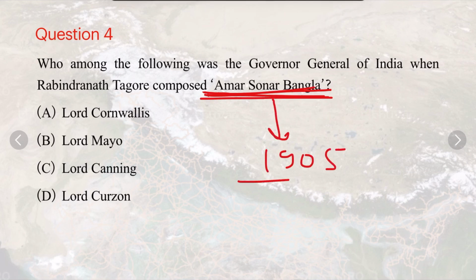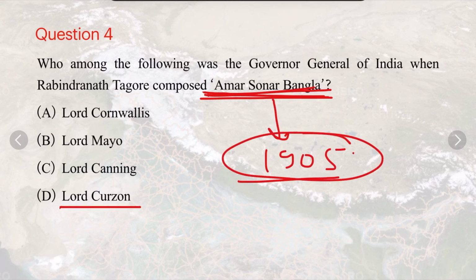And we all know that during the Swadeshi movement, the Governor General of India was Lord Curzon, the Curzonian policy. He was responsible for the partition of Bengal, and he was here in India, and at that time Amar Sonar Bangla was written. So the answer will be D.